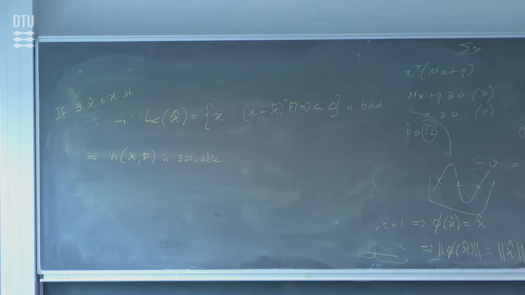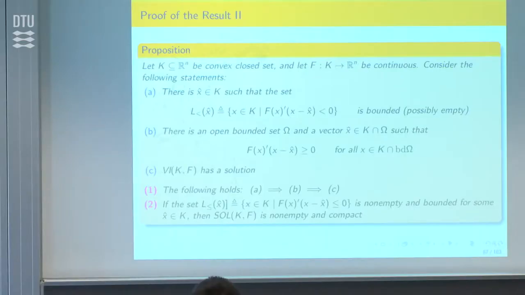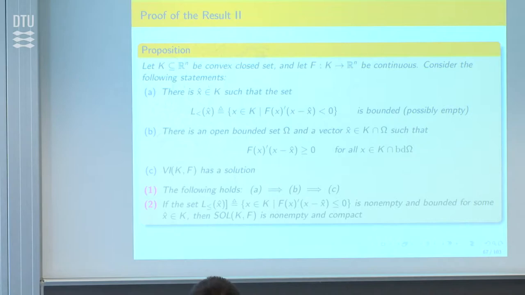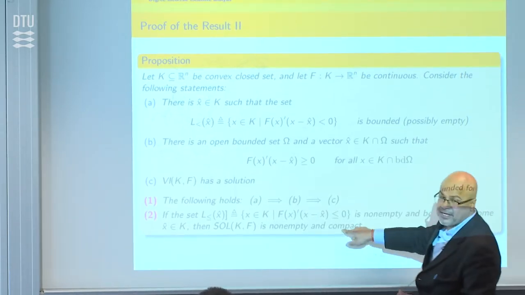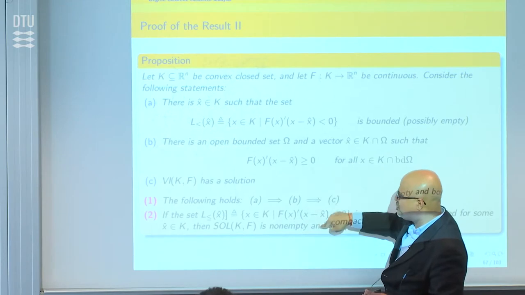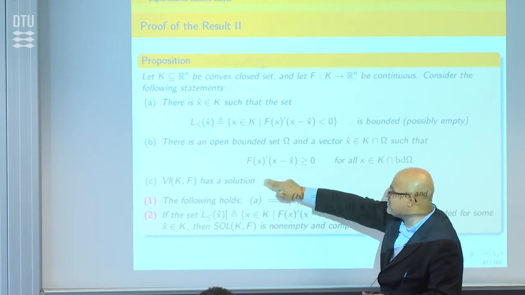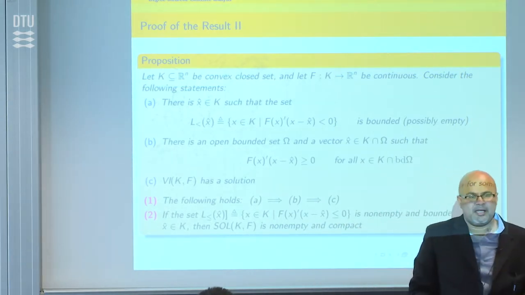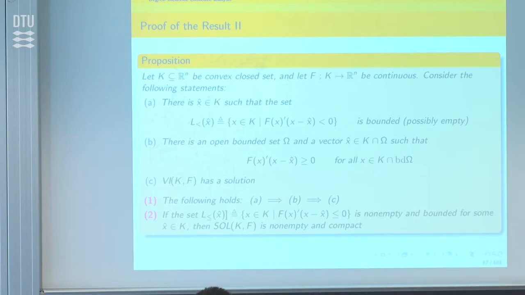Now, you can take the next step and you can actually show more. So, what is the second part of this proof? The second part was that if this is non-empty and bounded for some x hat, then the solution set is non-empty and compact. Okay. So remember, here it's just bounded, you can get a solution, but if it's non-empty and bounded, then you get that the solution set is compact. Do you understand the additional benefit you're getting? Here you're just saying it's non-empty. Here you're saying that it's non-empty and compact, which means that the set is actually bounded.